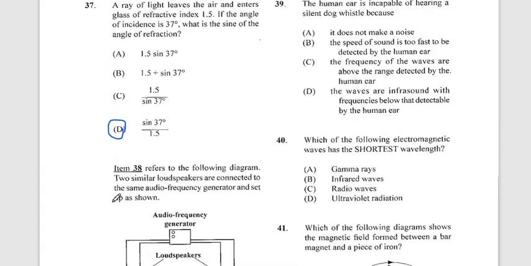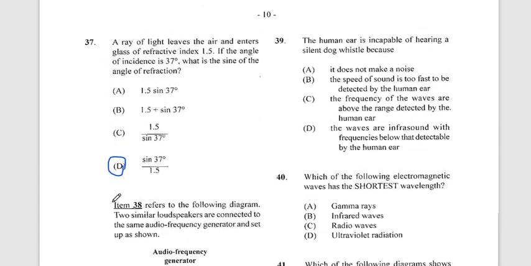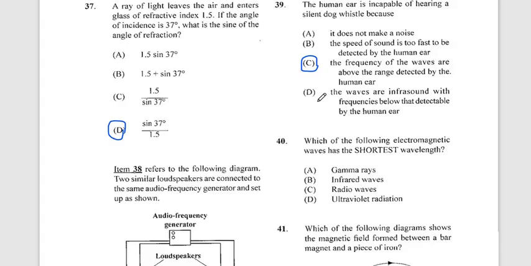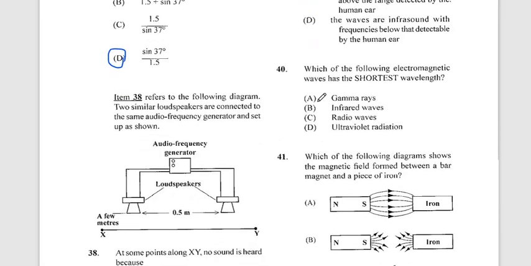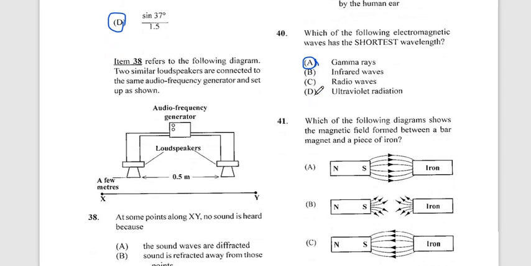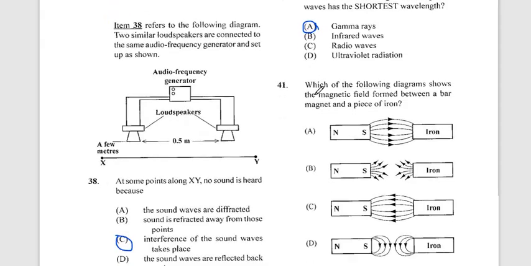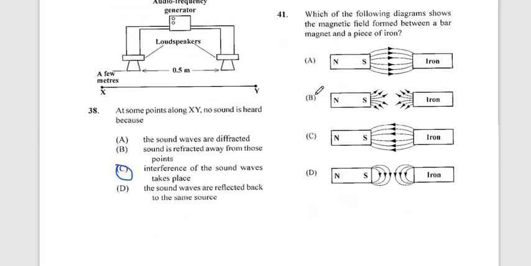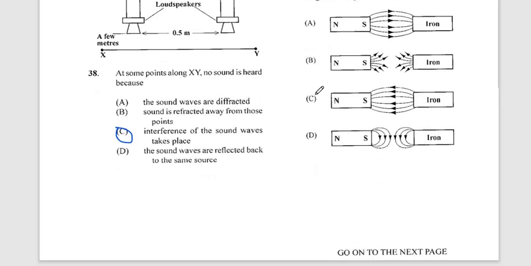39. The human ear is incapable of hearing a silent dog whistle because C. The frequency of the waves are above the range detected by the human ear. 40. Which of the following electromagnetic waves has the shortest wavelength? A. Gamma rays. 41. Which of the following diagrams shows the magnetic field formed between a bar magnet and a piece of iron? C.